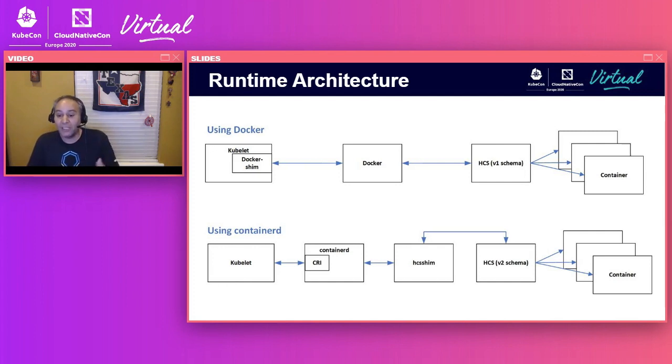And now we support the V2 schema. With Docker, HCS V1 schema was the only one that was supported. The V2 schema was experimental, while in this case, it supports the V2 schema, allowing us to advance the vision of Windows containers and also support new critical update functionality like Hyper-V containers in the future.